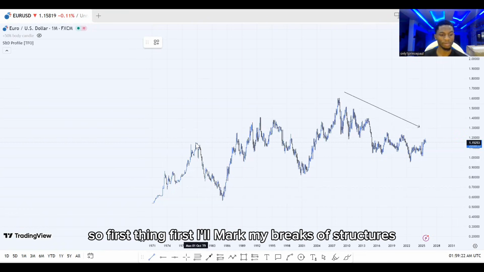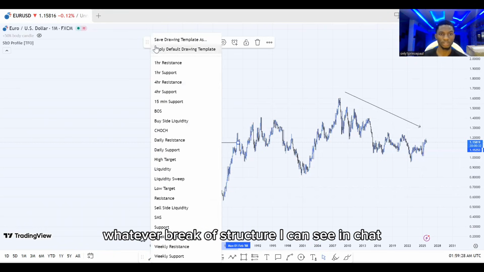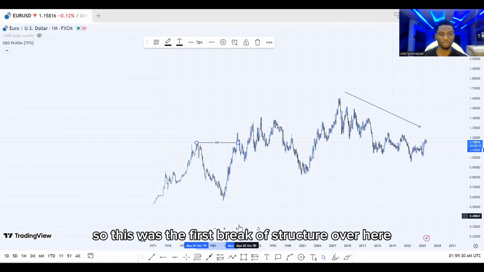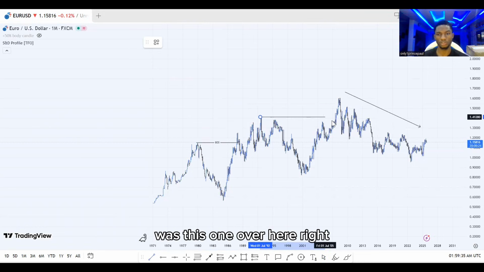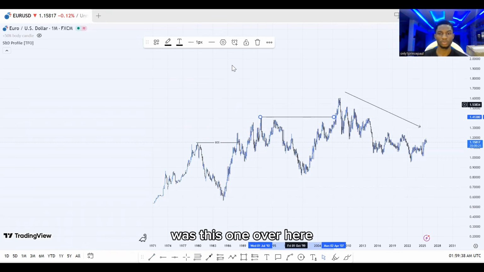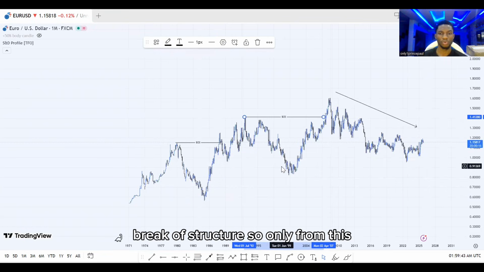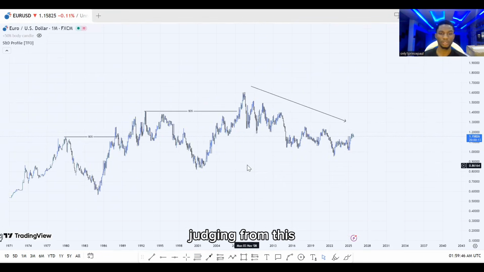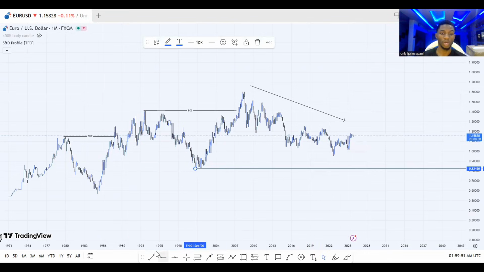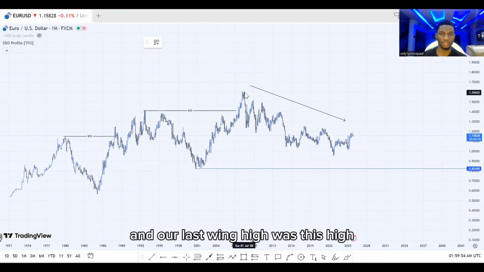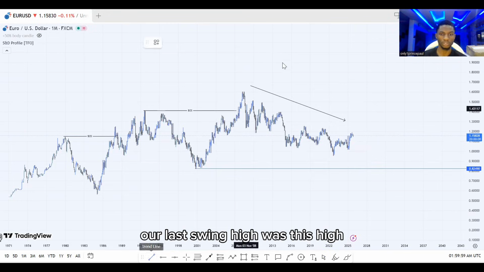First thing first, I'll mark my breaks of structure. Whatever break of structure I can see in the charts, I'm going to mark it out. So this was the first break of structure over here. The second break of structure was this one over here. Judging from this, we already know that our last swing low was this low, and our last swing high was this high.